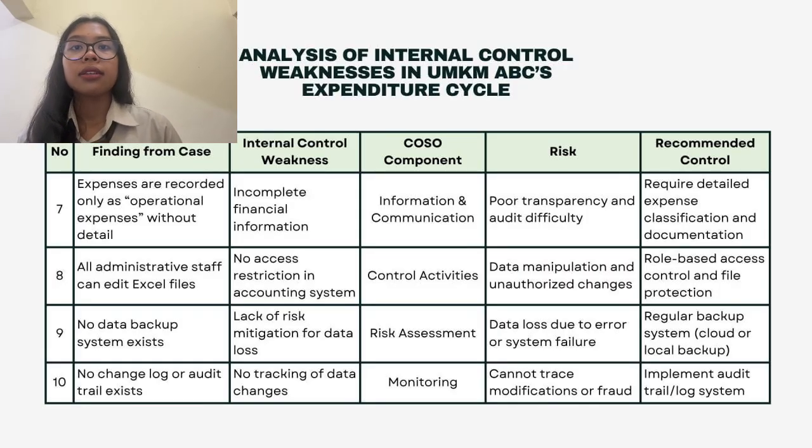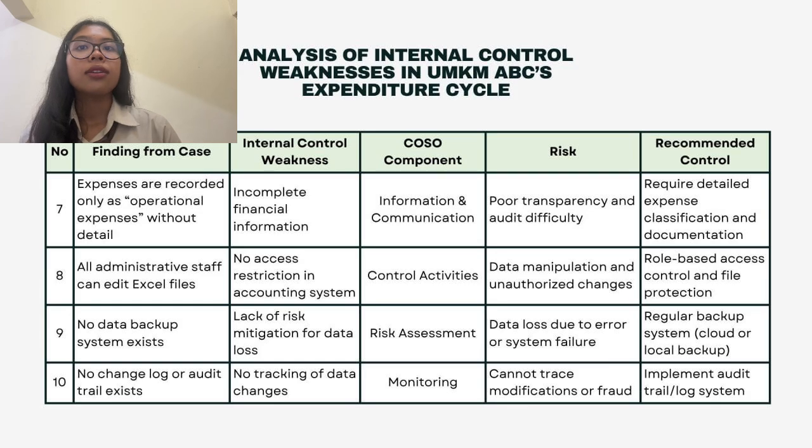And the next is that all administrative staff can edit Excel files. The internal control weakness is no access restriction in the accounting system. The causal component is control activities. The risk is data manipulation and unauthorized changes. And the recommended control is role-based access control and file protection.